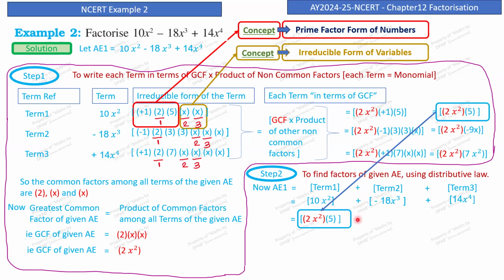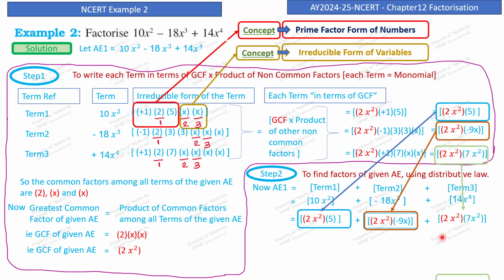Then the same plus is put here. Then instead of term 2, instead of minus 18x to the power 3, we need to write 2 to the power 2 into x to the power 2 into minus 9x. That's what is written here. I hope you are able to understand this now. Next, this plus, we are just putting it here. Same way, term 3, 14 into x to the power 4, in terms of greatest common factor, which is 2 into x to the power 2, into 7x to the power 2. That's what is written here.